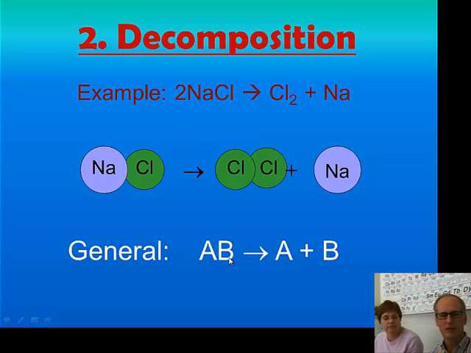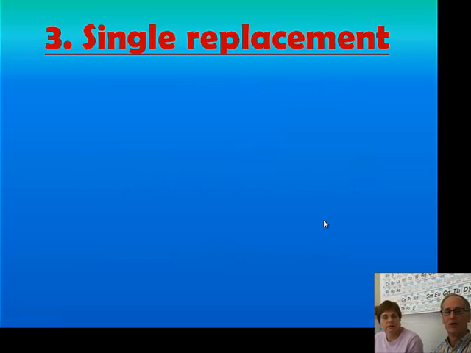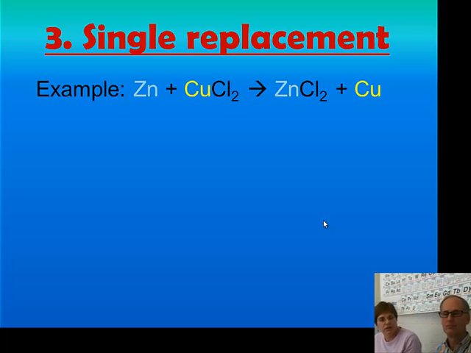Yeah. All right, good. So here's the general structure of a decomposition. Whenever you see one reactant, there's only one thing it can do: break apart. So third is single replacement. Yes, this is a very important reaction for us because there's other things that go along with it.